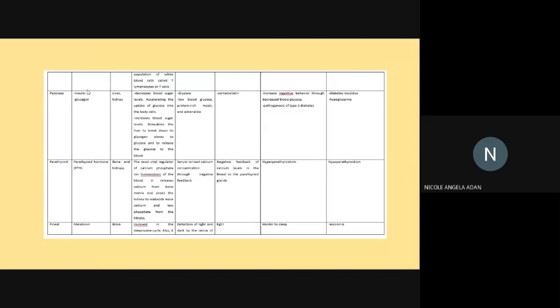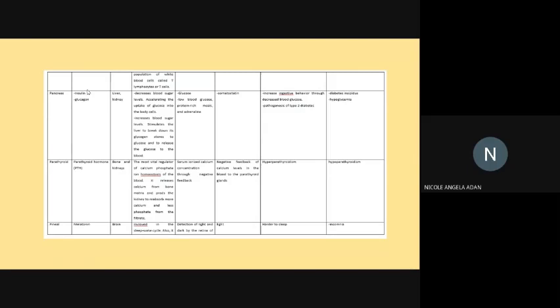Both insulin and glucagon are inhibited by somatostatin. The hypersecretion of insulin causes increased ingestive behavior through decreased blood glucose. For glucagon, the hypersecretion is linked to the pathogenesis of type 2 diabetes. Then the hyposecretion of insulin results in diabetes insipidus, and for glucagon, hypoglycemia.